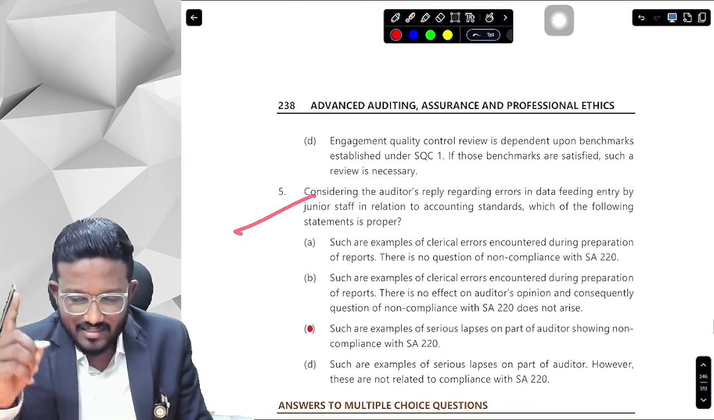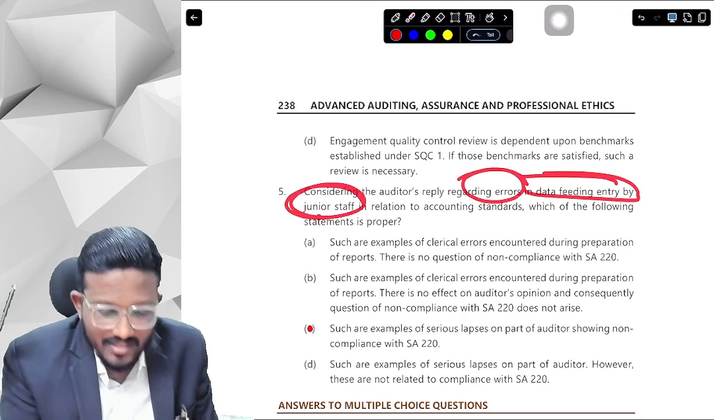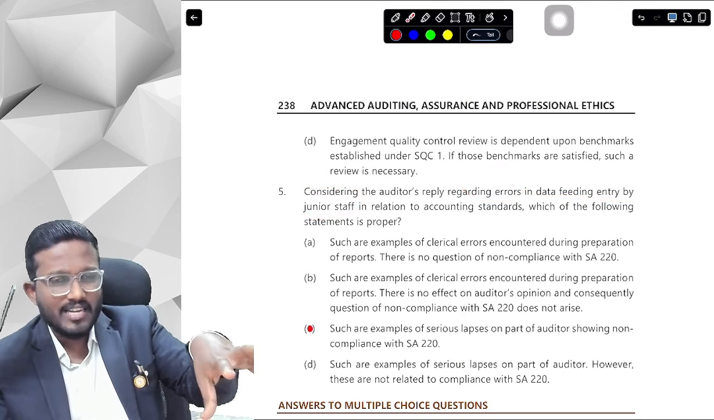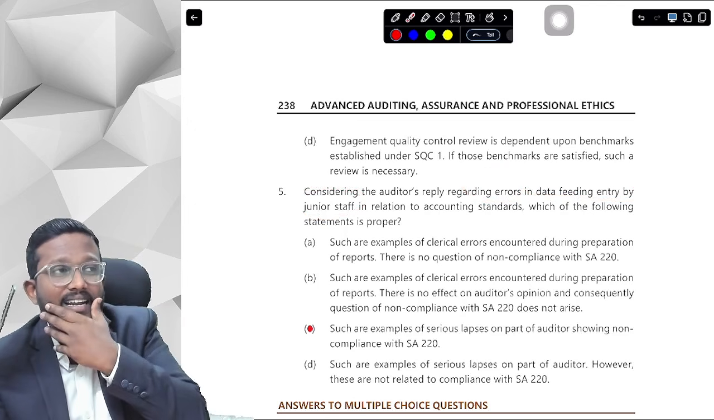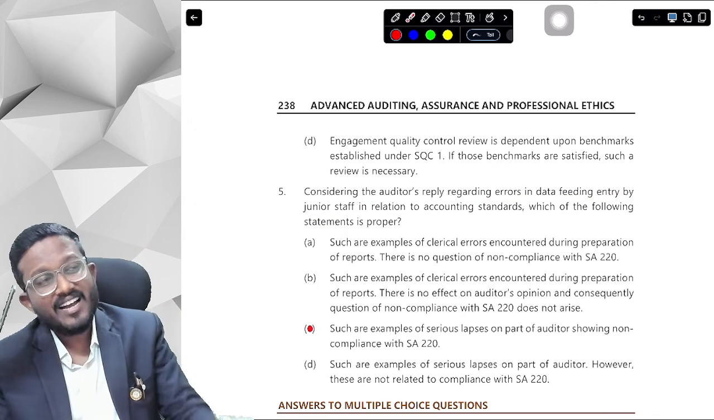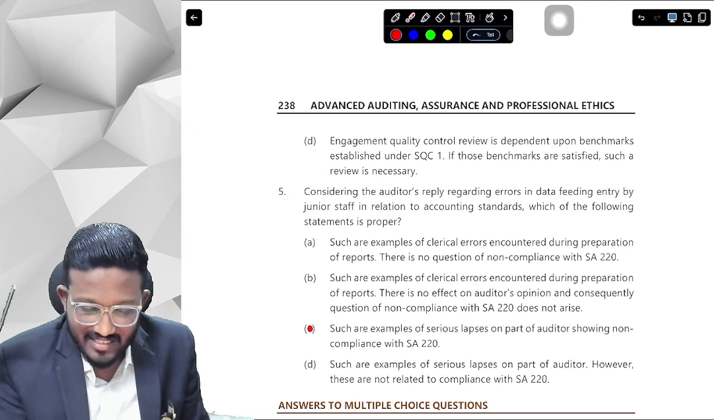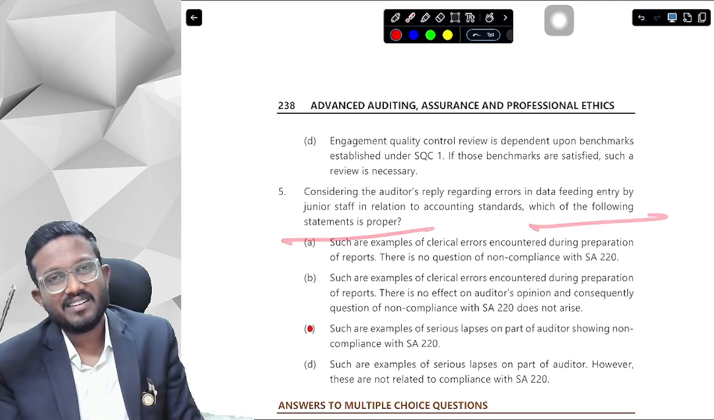What does it say? It says that there was an error in data feeding entry by junior staff. So there was a junior staff and there was an error in data feeding entry. What was the error, sir? They basically applied AS in the Ind AS financial statements. In the Ind AS financial statements, they have referred AS, and this was the error by a junior staff. Now, which of the following statement is proper, sir?